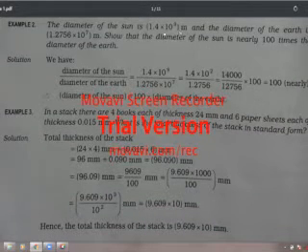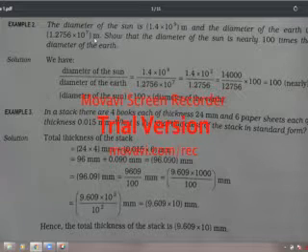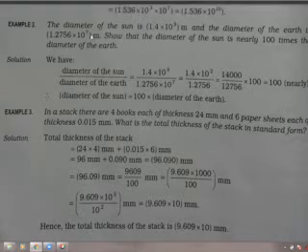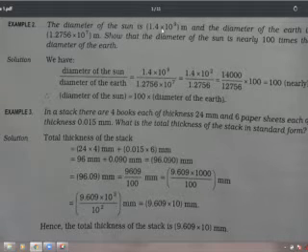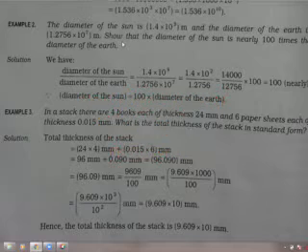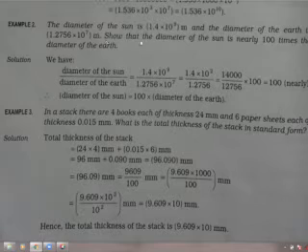The diameter of the sun is 1.4 into 10 to the power 9 meter, and the diameter of the earth is 1.276 into 10 to the power 7 meter. These are the diameters of the sun and the earth. So you can see the difference in the diameters. By watching also we can understand that the sun is about 100 times bigger than the earth, and its mass is much more than its size. So the diameter of the sun is nearly 100 times the diameter of the earth.